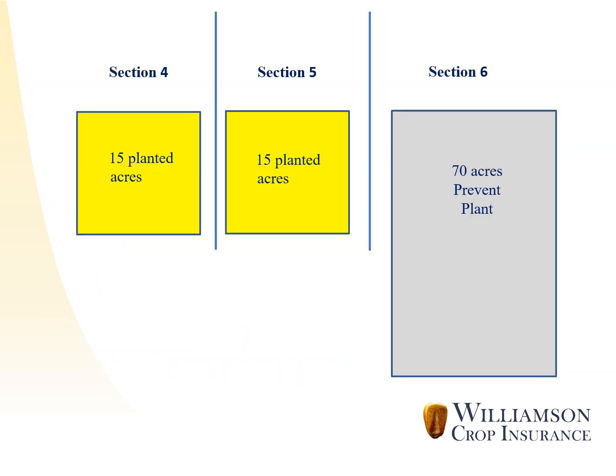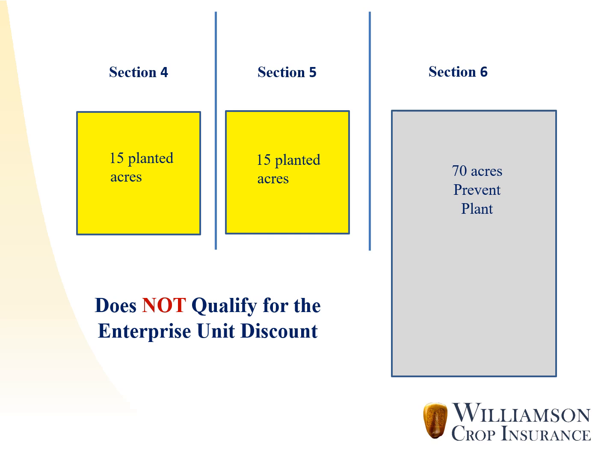And here's a graph that kind of shows that. So in this scenario, let's say we're in section 4 of Washington Township. Let's say we have 15 acres planted this year of corn. Section 5 of that same township, we have another 15 acres planted. Section 6, not drained well, we had to file prevent plant on 70 acres. So 100 acres total in this scenario, and that's the breakdown of what our spring is looking like at the moment. In this scenario, this farmer does not qualify for the enterprise unit discount.